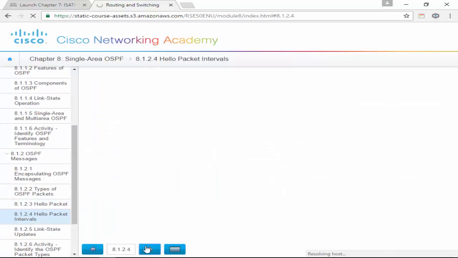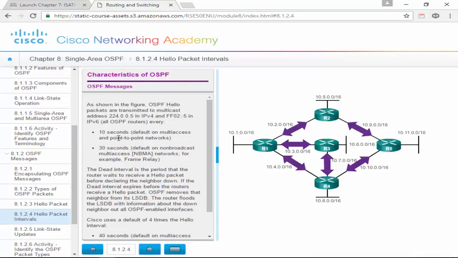Okay. So the hello packet interval is by default 10 seconds. On slower networks, non-broadcast multiple access, which is like Frame Relay, which we'll talk about in CCNA 4, and which doesn't really exist that much anymore that I know of, they go 30 seconds, but on our Ethernet networks, they're going to go 10 seconds.